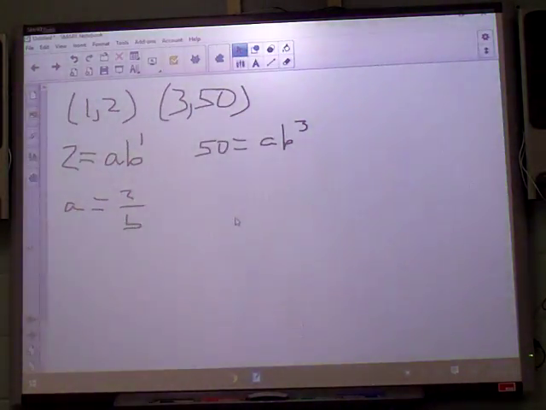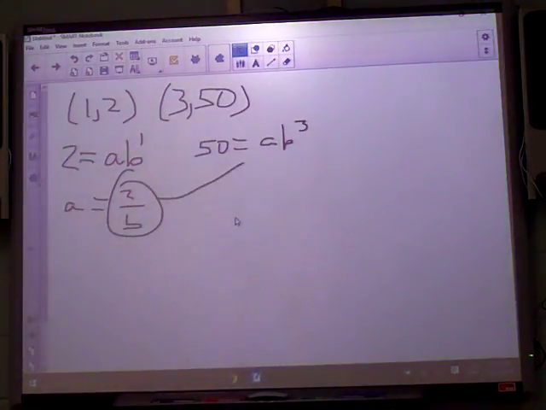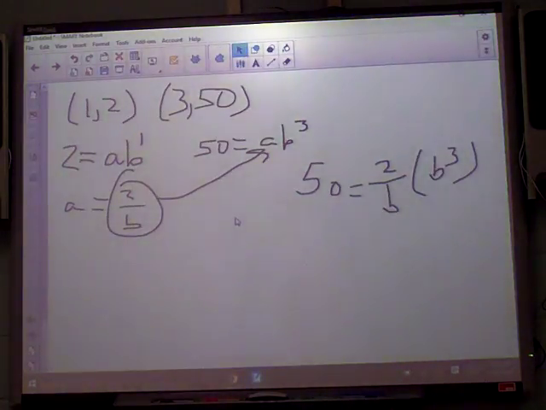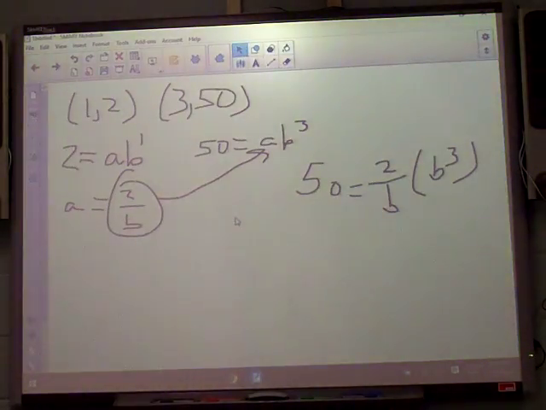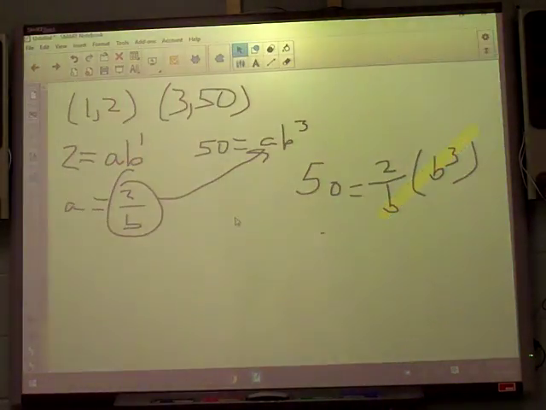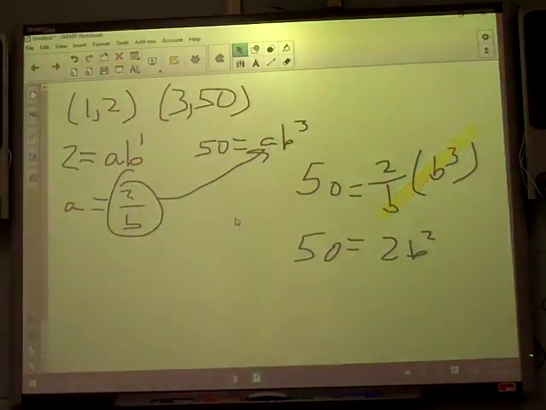Alright, I'm going to take my A now to my other equation and substitute that in. So I'm going to have 50 equals 2 over B times B cubed. Everybody I saw was here. Some of you went on good from there and some of you stumped your toe a little bit. That B cubed over B reduces to B squared. Okay, so you got 50 equals 2B squared. Now you're solving that for B.